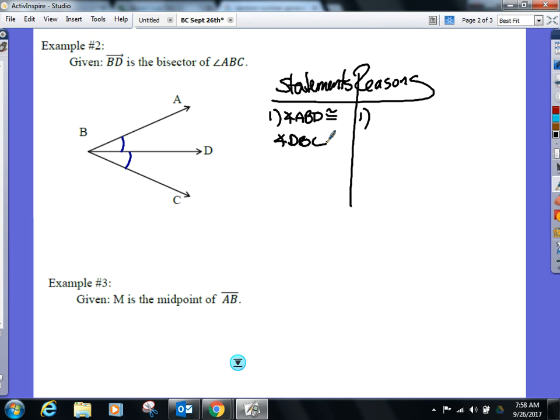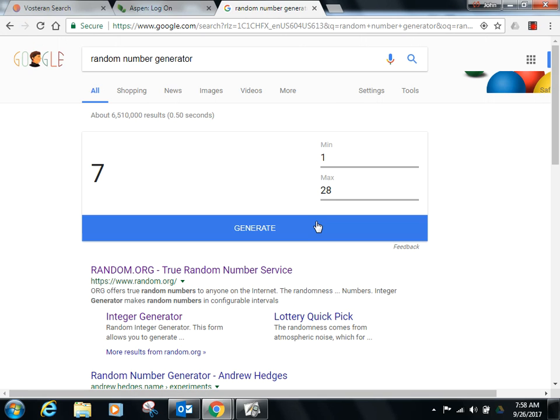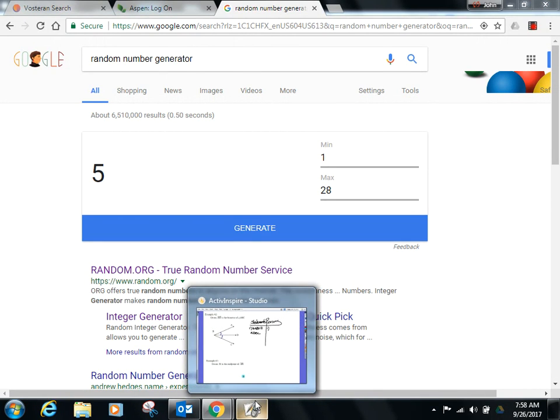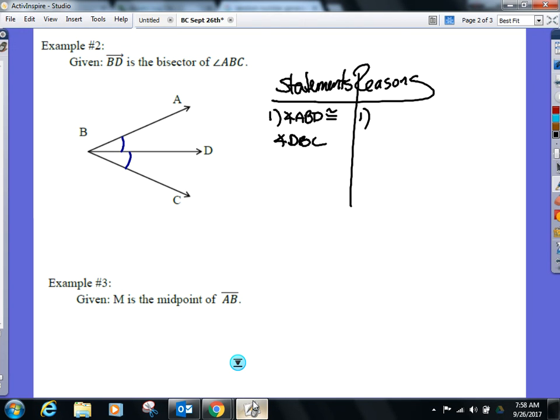All right, what made you mark him on the diagram? Who's got 5? Go ahead, Madeline. Because what do you know? Bisector does what? Cuts an angle into 2 congruent angles. So what I'm just going to say is, well, that's the definition of a... What word up there told you it was going to cut it in half? Bisector. Perfect. Definition of a bisector.